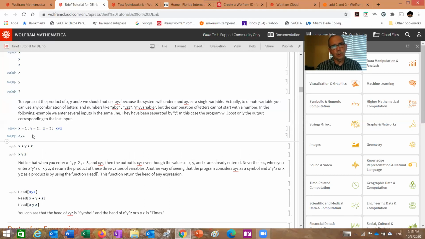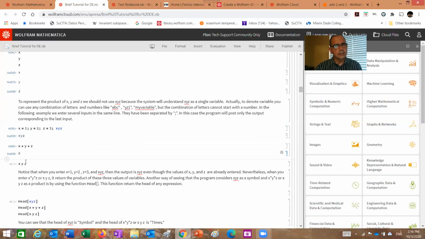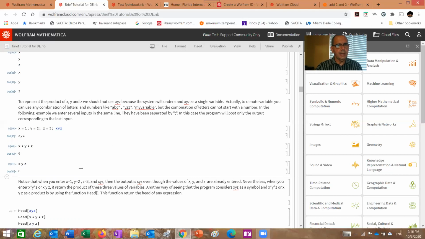It means that even though we know that x is 1, y is 2, and z is 3, xyz doesn't return any value, it returns the same thing. Why? Because this is just a symbol that is representing a new variable, different from x, different from y, different from z. If you want to find the multiplication of these three variables for which we have given those values, you have to enter x times y times z, and you press enter, you get 6, or you can enter them leaving one space in between the x and the y and the z, and then you press enter, you get the product.